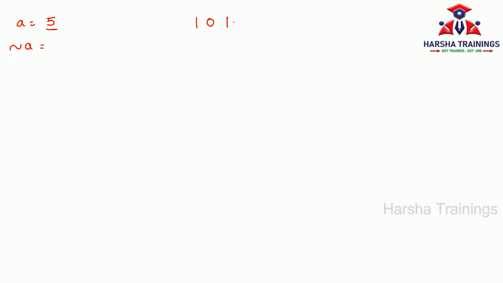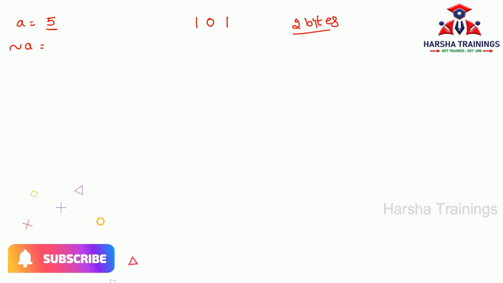Remember, for every integer, every floating, every double, there is some fixed size. This much amount of memory is allocated. For simplicity only, I am writing 101. Assume an integer occupies 2 bytes of memory.